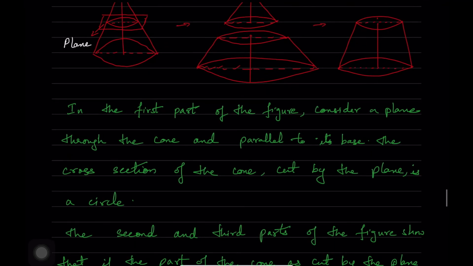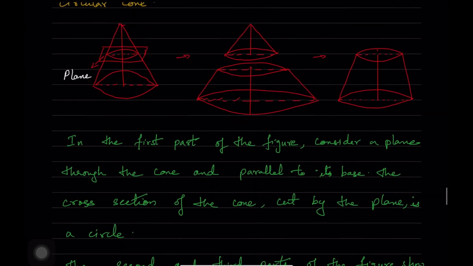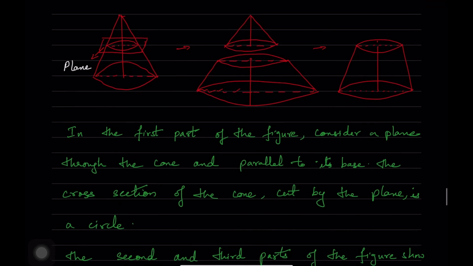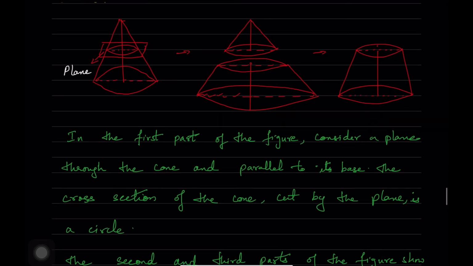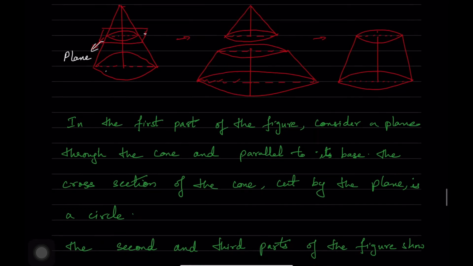So in the first part of the figure, consider a plane through the cone and parallel to its base. The cross section of the cone cut by the plane is a circle. So now here you are getting a circle, but it's a smaller circle than this lower circle. If you are cutting it by this plane, which is written here, it's also a circle.